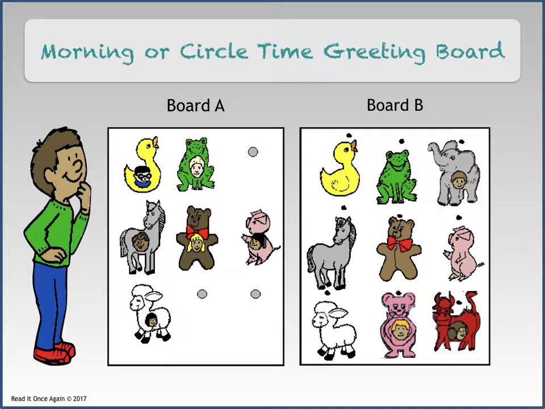After each child has had a turn finding and matching their animals, the group is able to visually see who is in class today and who is missing. Refer to pages 19 through 22 in our preschool classroom management guide for additional suggestions and songs that can be used with these activities.